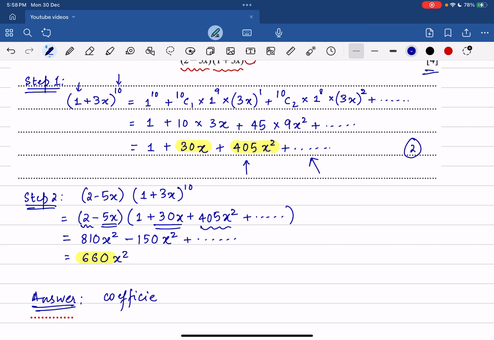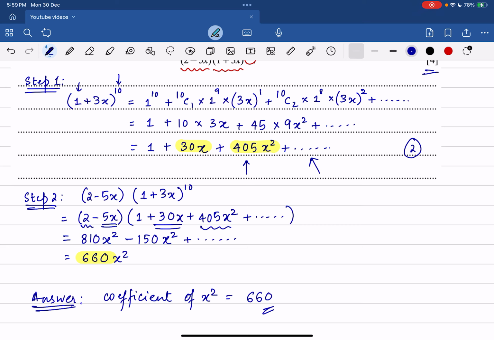If you write it this way, they are going to know that you have a method, you have a style of showing your answer. Coefficient of x squared equals 660. That's it. Perfect. And that is going to fetch you another 2 marks.